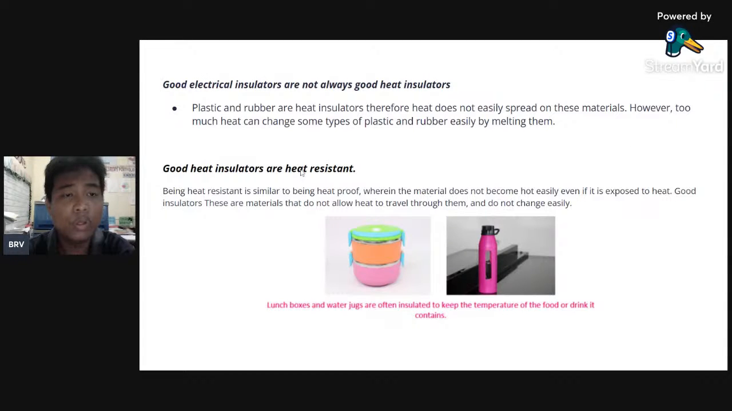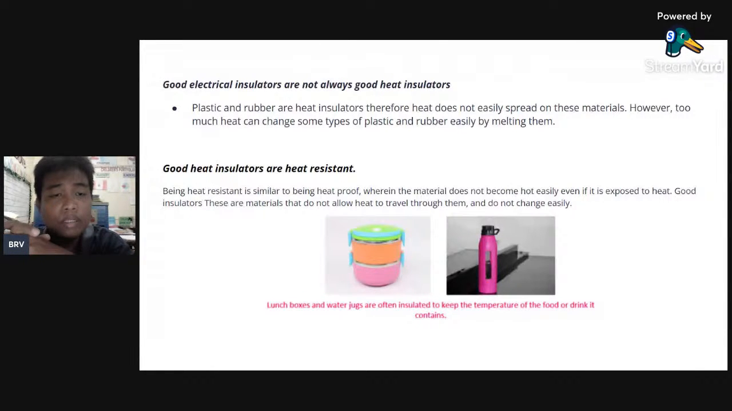Good electrical insulators are not always good heat insulators. Plastic and rubber are heat insulators. Therefore, heat does not easily spread on this material. However, too much heat can change some types of plastic and rubber easily by melting them. So that's why good electrical insulators are not always good heat insulators. Not all of them can withstand it; they can melt and change form when exposed to too much heat.